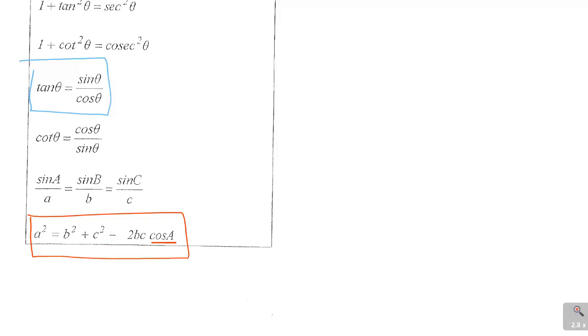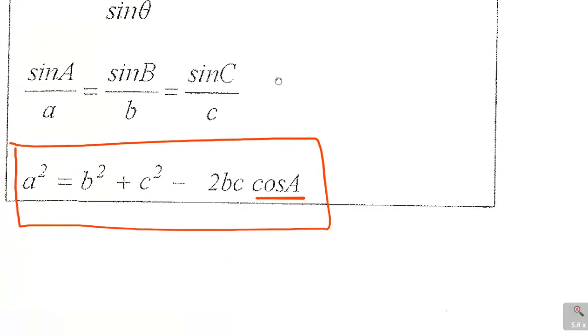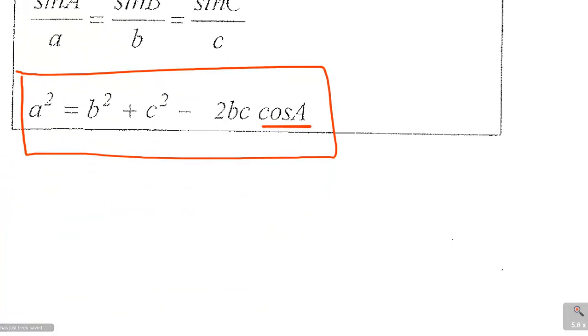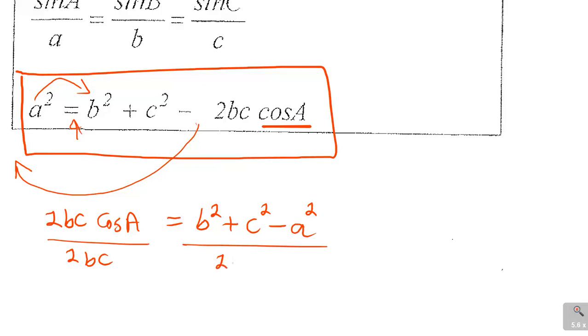So what you can do on this formula, you can make it bigger. The aim is to make this negative part positive. There is an equal sign, so take the negative 2bc cos A the other side. So you'll have a positive 2bc cos A is equal to, now the a squared comes this side, so you'll have b squared plus c squared. Now the a squared was positive, becomes minus a squared. So you divide by 2bc.